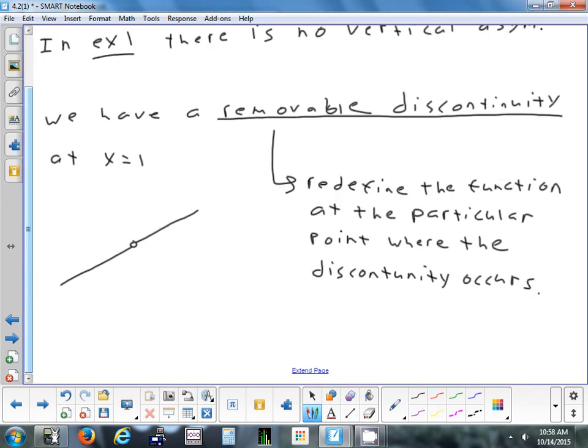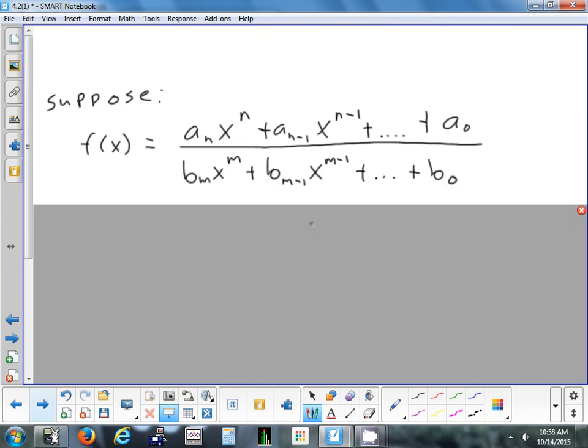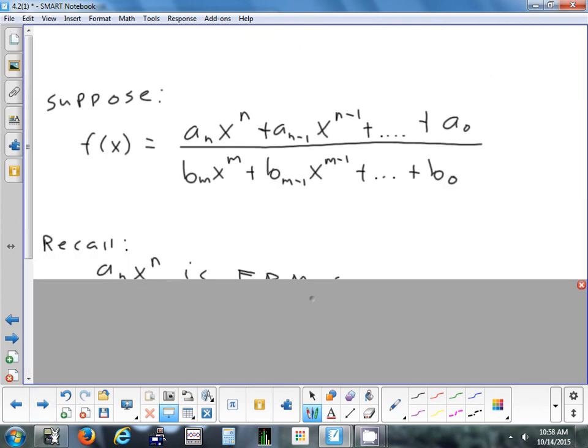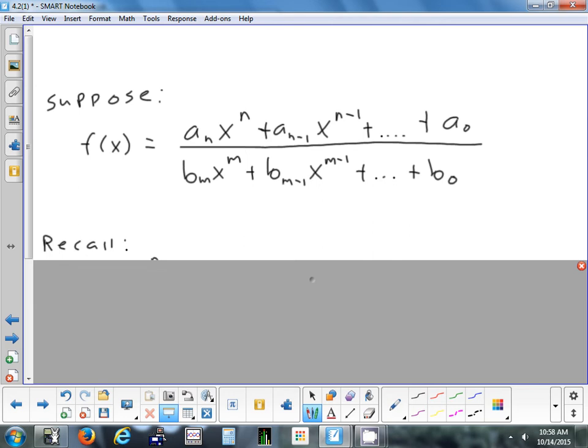Okay, questions on that idea? All right. All right, so suppose we had a rational function. Okay, all that's represented here is the top would be a polynomial. Think of it as like 3x cubed plus 2x squared plus 5x plus 7. And then the bottom would be another polynomial.